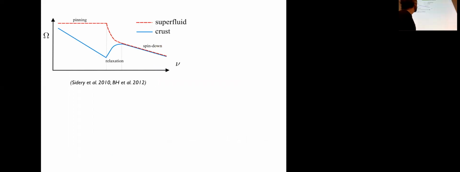And then you would get something like this. You have a superfluid that's pinned, so its rotation rate is doing nothing. The crust, let's say the normal fluid, is spinning down, and then at some point you break the pinning, you recouple due to mutual friction, and then they spin down together. This is kind of simplified, but we can build slightly more refined models, and you can try to fit them to glitches in the Vela pulsar.